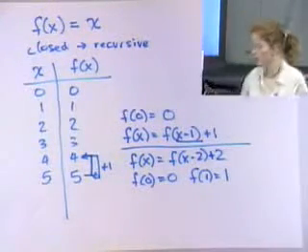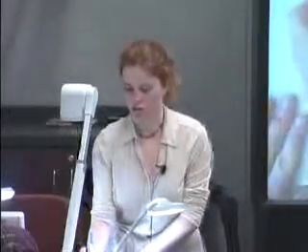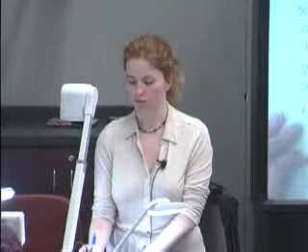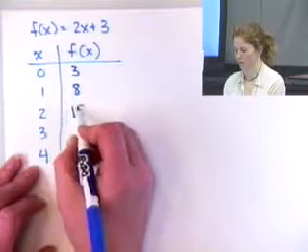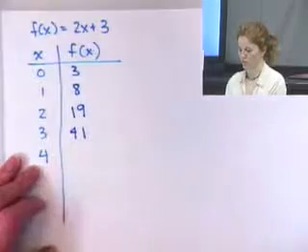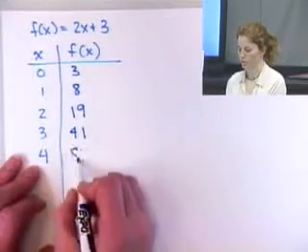That was a little bit trivial, so let's do some other ones. If we have f of x is equal to 2x plus 3, let's try that out. Make a table. So f of x is going to start out being 3. Then it'll be twice that plus 3, which is going to be 8. Twice that is 16 plus 3 is going to be 19. Twice that is 38 plus 3 is going to be 41. Twice that's 82 plus 3 is going to be 85.